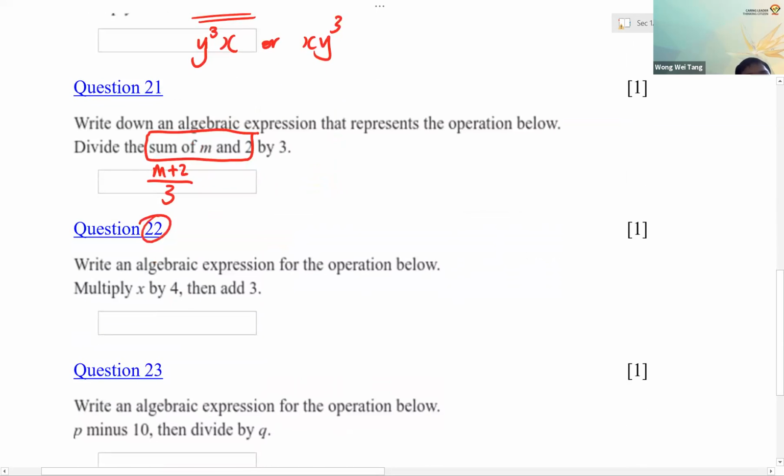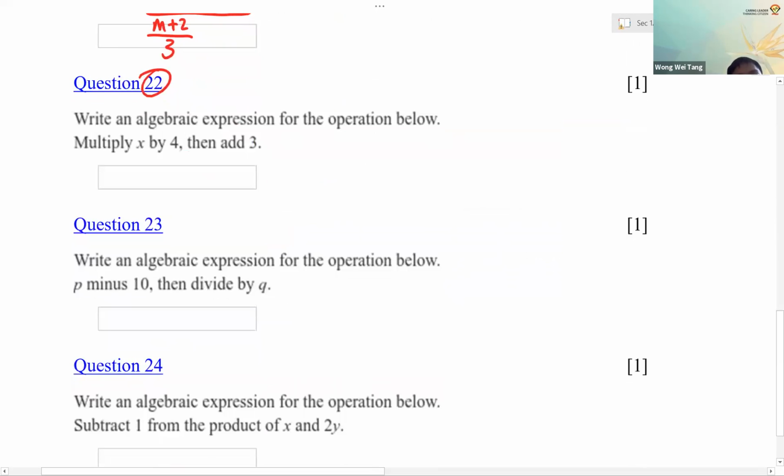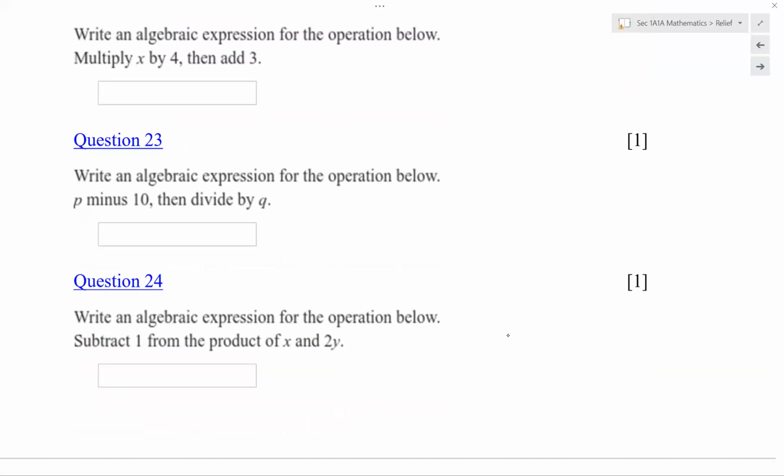Okay, question 22. Do it by yourself. Question 23. Let's see. Can you help us with this? P minus 10, then divide by Q. How do we start? Same thing, 5 seconds. 10 over, is it 10 over Q? Oh, read carefully first. What did they say? Don't be stressed. What does the second line say for question 23? 10 over P. No. Read the second line.